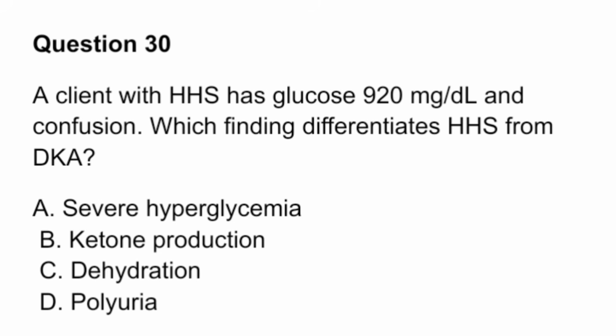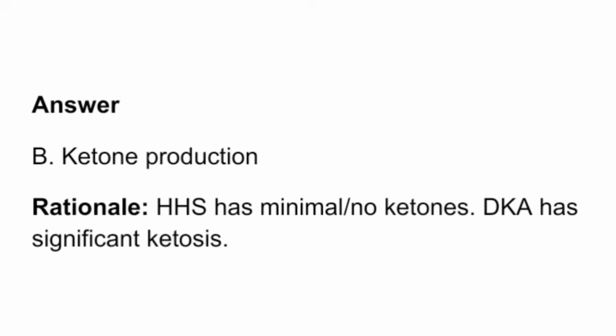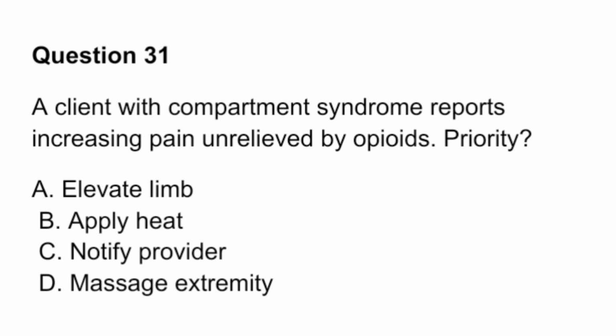Question 30. A client with HHS has glucose 920 milligrams per deciliter and confusion. Which finding differentiates HHS from DKA? A. Severe hyperglycemia. B. Ketone production. C. Dehydration. D. Polyuria. The answer is B. Ketone production. Rationale: HHS has minimal to no ketones. DKA has significant ketosis.